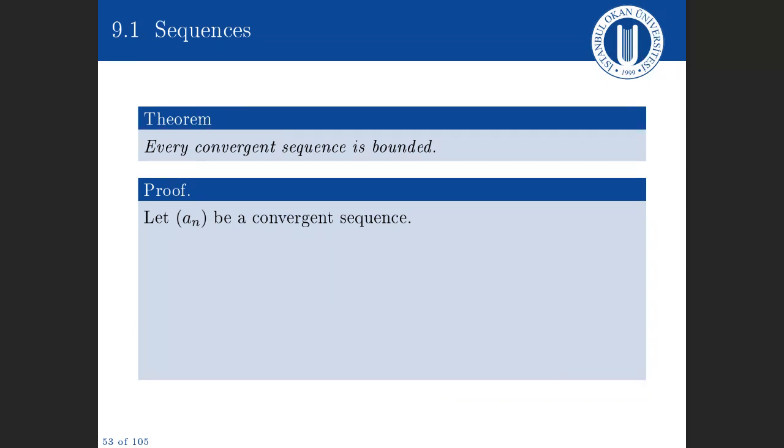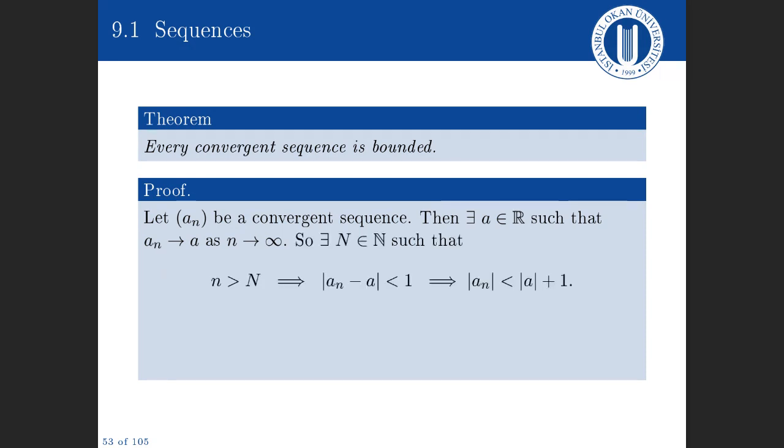Theorem. Every convergent sequence is bounded. We'll start with a convergent sequence. We'll call it an. That means there exists some number A such that an converges to A as n tends to infinity. So in other words, if we use epsilon equal to 1, there exists some number capital N such that if small n is bigger than capital N, then the absolute value of an is less than the absolute value of A plus 1.